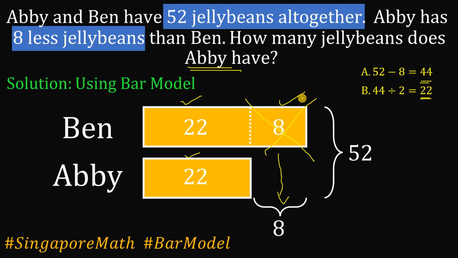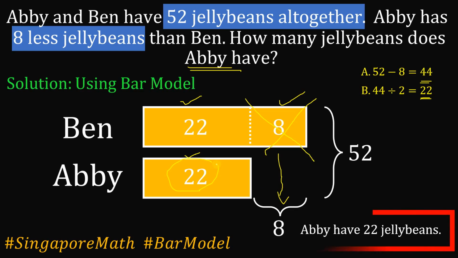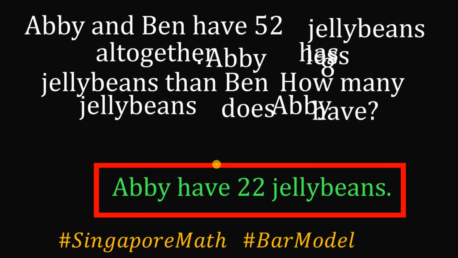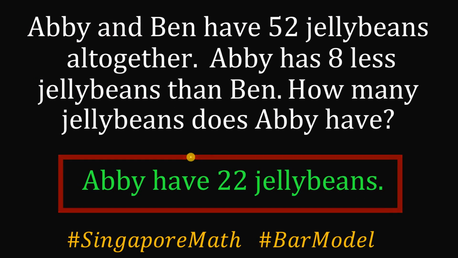Therefore, our answer to this question, how many jelly beans does Abby have? Abby has 22 jelly beans. And that is the answer. Therefore, using Singapore math or bar model approach in this question, our answer is 22 jelly beans. And as always, we are done.